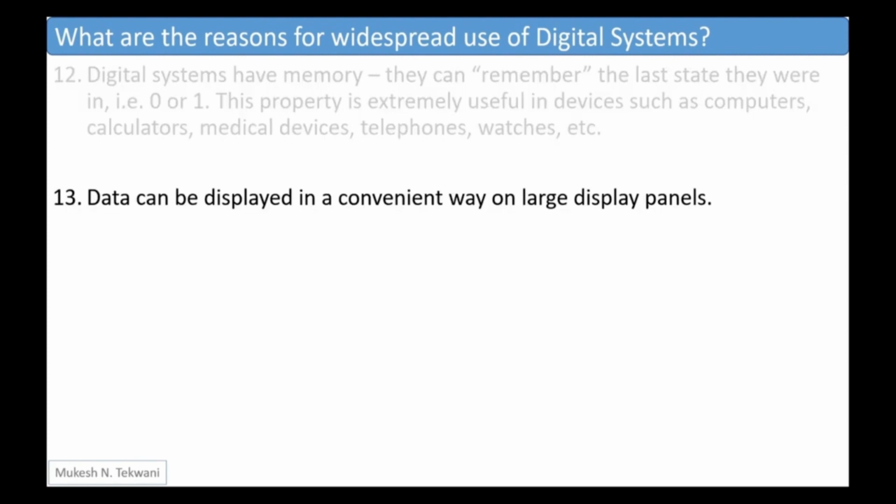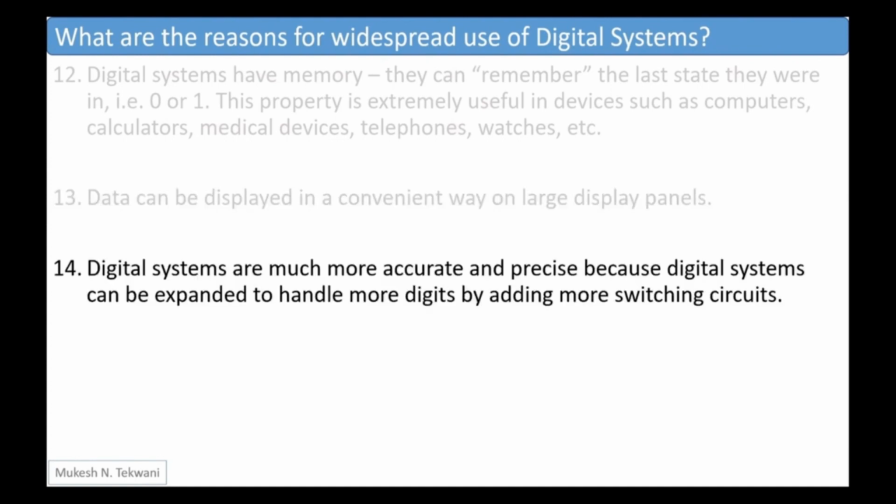The very important advantage of digital systems is that data can be displayed in a convenient way on very large display panels, or it can be adjusted on smaller displays as per the requirement. Digital systems are also more accurate and precise because they can be expanded to handle more digits, and all we need to do is add more switching circuits. As we said in the previous point, these circuits can be built by joining them one after the other, and therefore more precision can be obtained.